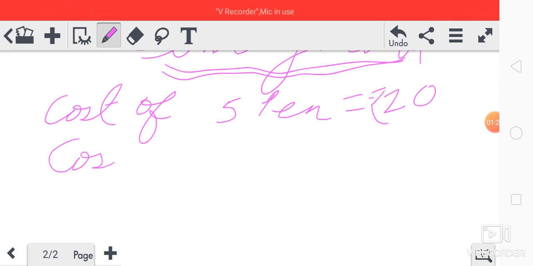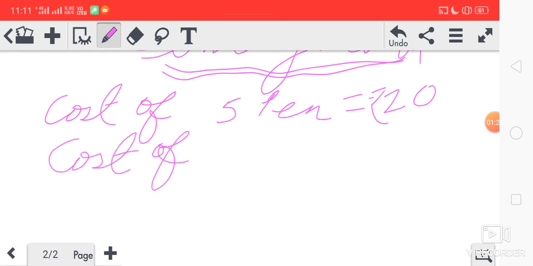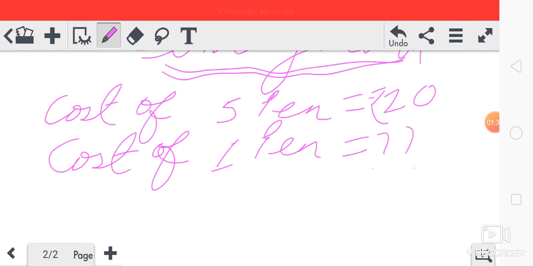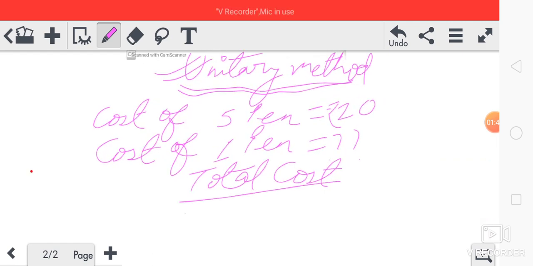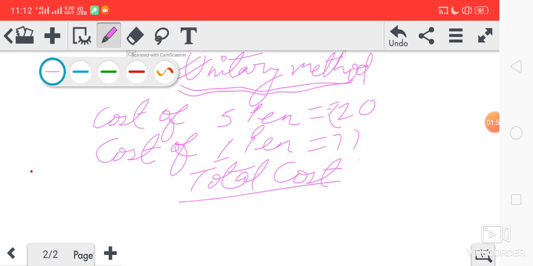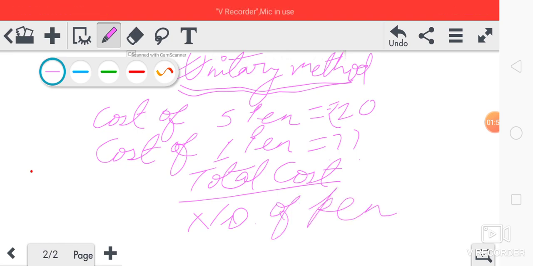Now if I ask you, what is the cost of 1 pen? The cost of 5 pens is given. What will be the cost of 1 pen? Then how will you find it? So what do we have to do? To find it, we divide the total cost by the number of pens. Total cost divided by number of pens.